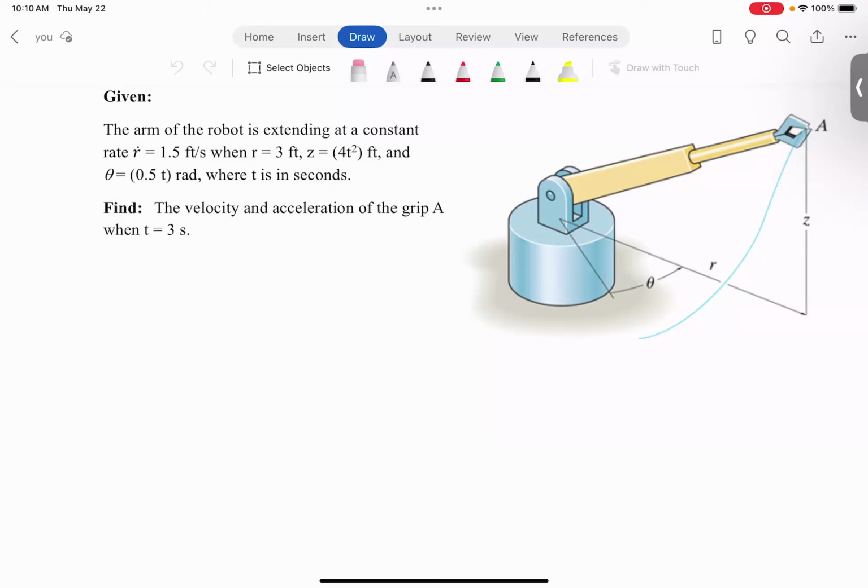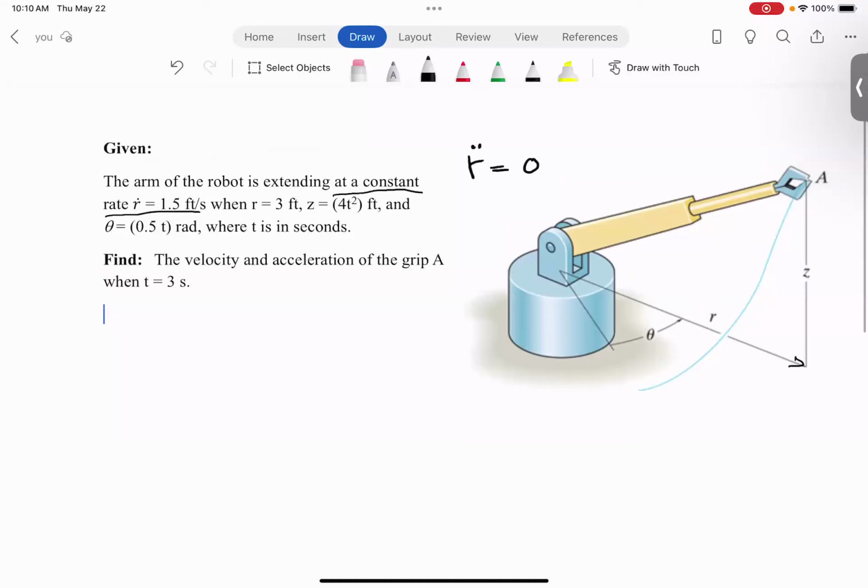Extending at a constant rate of r prime, rate of change of r. So as you can see, r is defined as where the position of this arm is, as you can see in this picture. And the rate of change is constant. So that means that r double prime, which is the derivative of r prime, would be 0, since r dot is a constant.